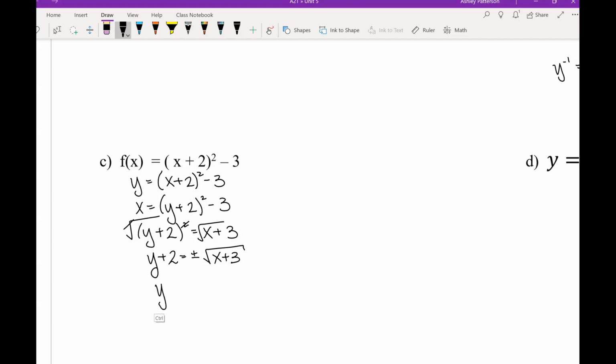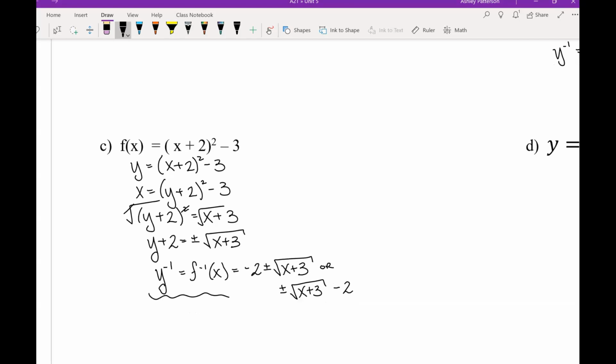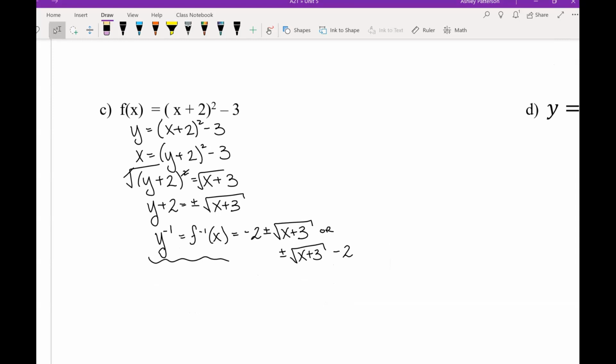And then our grand finale, y inverse or f inverse. You don't need both of these. I'm just putting both of them so that you can see they mean the same thing, is equal to negative 2 plus and minus the square root of x plus 3. You can most certainly write the negative 2 in the back, but be careful because when we have a number or anything in the back of the square root, make sure you can tell it's literally outside of that radical.